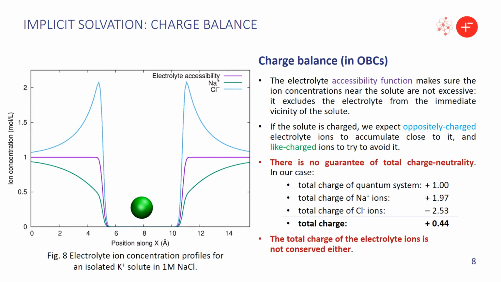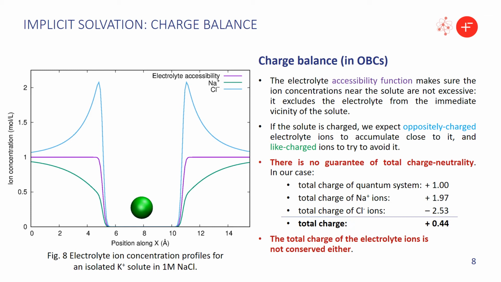We now come to the question of charge balance. Let's assume our system is charged, because in principle this is what can happen. I'm using a potassium cation in this simple example. What are the electrolyte ions going to do? The oppositely charged ions will accumulate near the system, and some of the like-charged ions will move away, escaping to infinity. You can see this in the concentration profiles in the plot on the left.